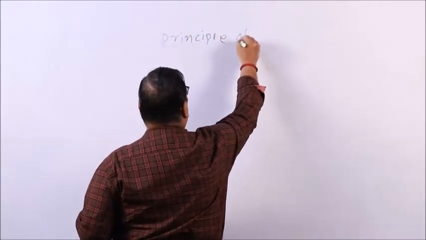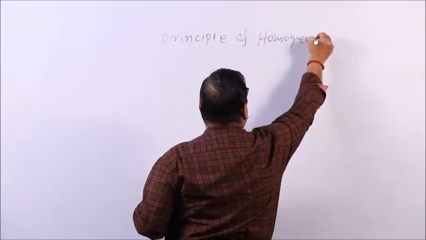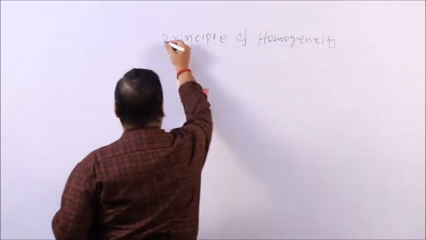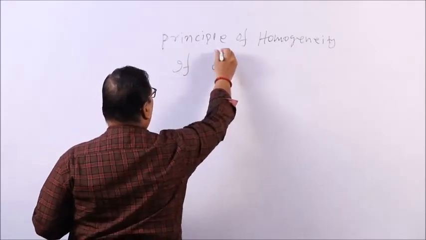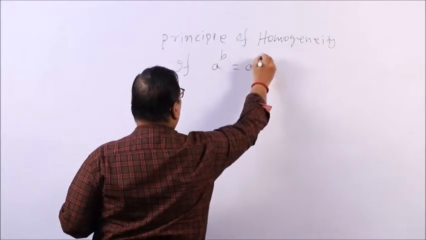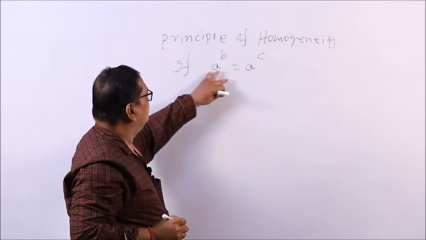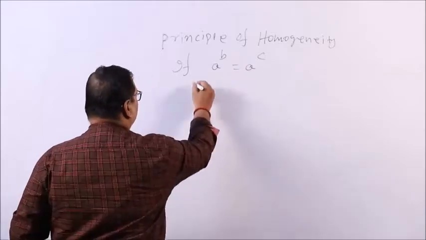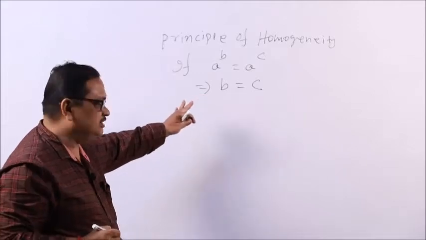Principle of homogeneity: if a to the power b equals a to the power c, that is, if the base is the same, then the powers will be equated, that is b equals c. This is the principle of homogeneity.